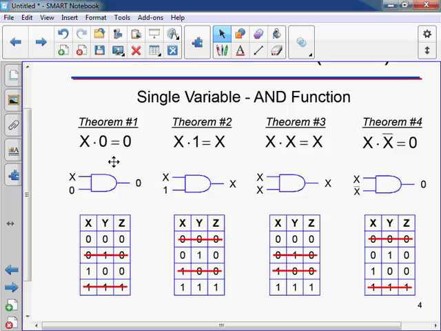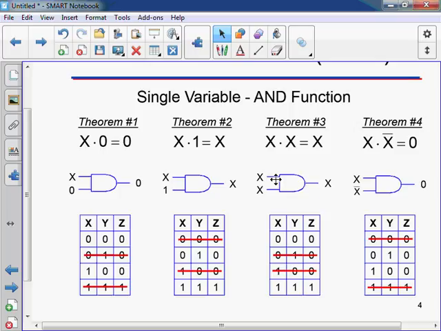So these ones kind of look a little bit like math. You've seen this in your regular math class. x times 0 is 0, x times 1 is x. This one, however, does not, because x times x is not x squared. There is no such thing as x squared in logic.